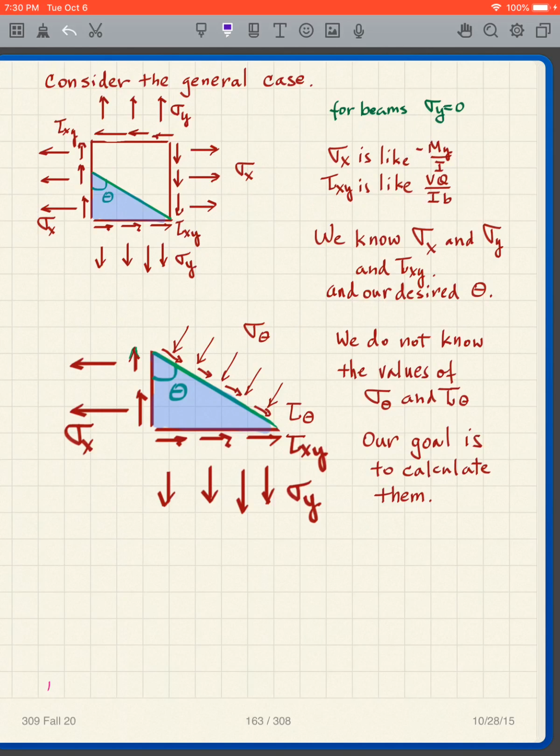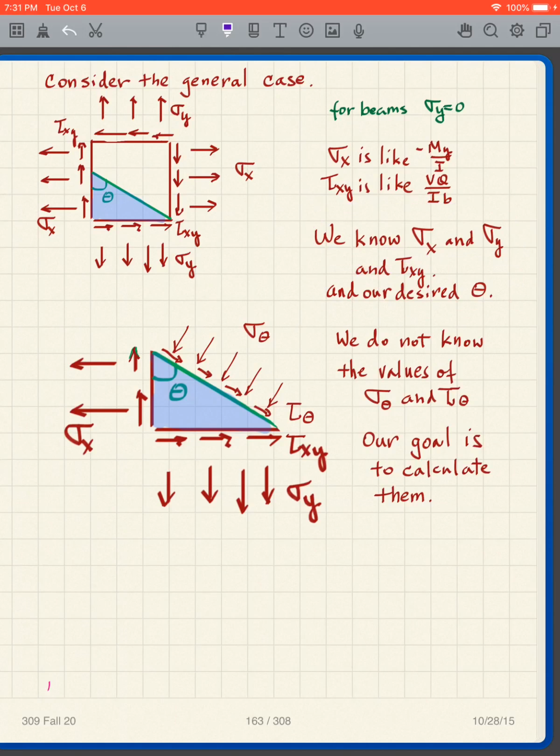So I know the sigmas and the taus. And then I'm going to specify some angle theta on which I want to know the stresses. So I also know the theta. So we know sigma x, sigma y, tau xy, and our desired theta. So those are all the things that we know.